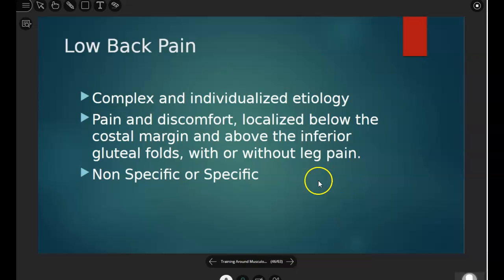And low back pain can be non-specific or specific. Non-specific would be we're not sure why it actually started, and specific might be something like, oh, I was playing football and I got tackled and that's how I hurt my back.